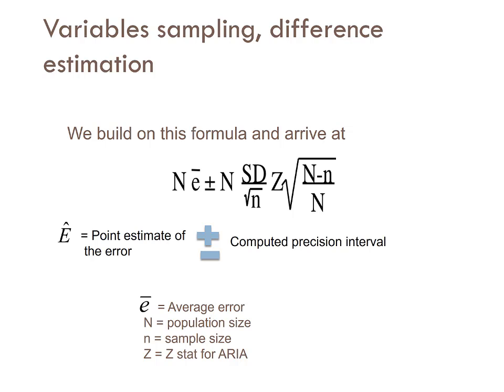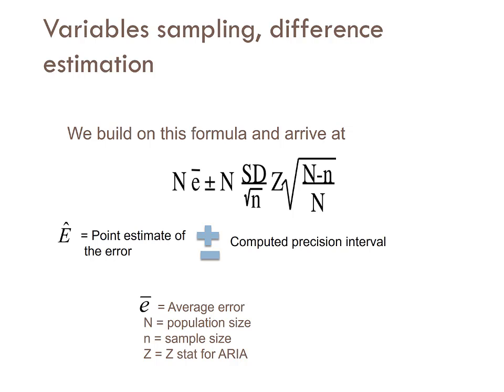So what ends up happening is the E bar will still be the average of the error. That would be the summation of all of the errors that we find in our sample, the netting of overs and unders. We'd multiply that by the population size to get a point estimate. And then we would add or subtract what we call in audit the computed precision interval, or the CPI.